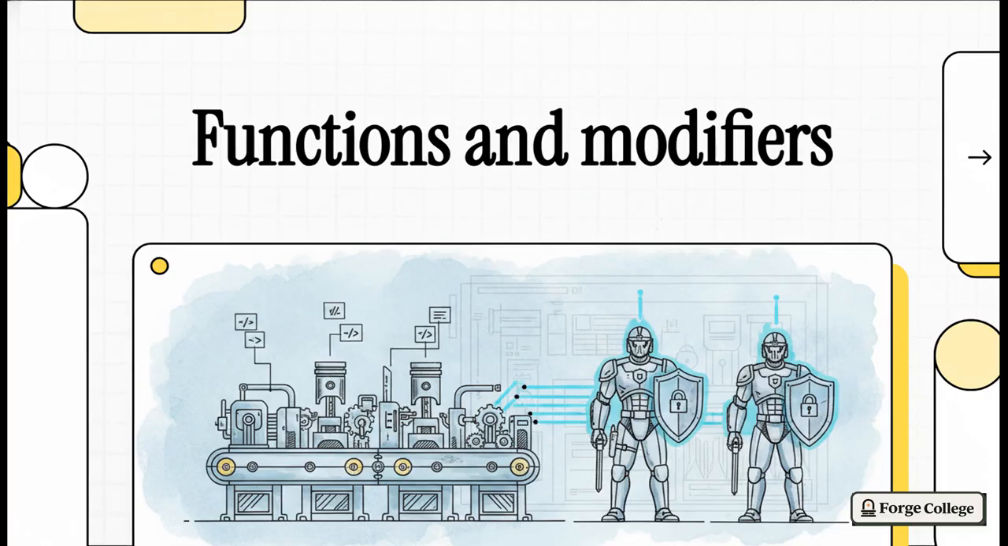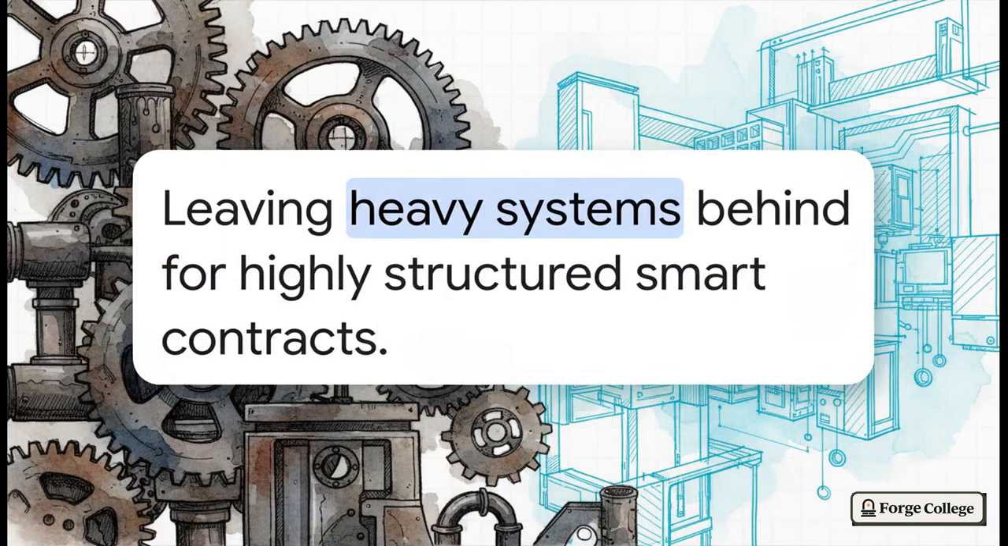Today, we're taking a really fascinating look at the structural backbone of smart contracts. If you think of a smart contract as this highly automated, self-sustaining factory on the blockchain, well, today we're looking at the factory blueprints. Specifically, we'll be examining the individual machines on that factory floor, which we call functions, and the security guards that protect them, known as modifiers. It's an incredibly cool concept to unpack, and the way Solidity handles this architecture is just so elegant and highly practical.